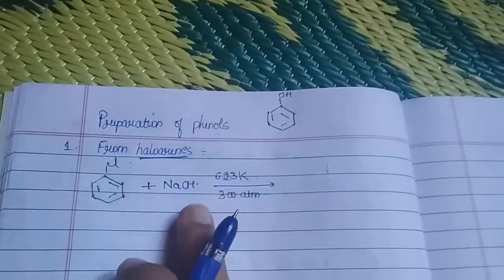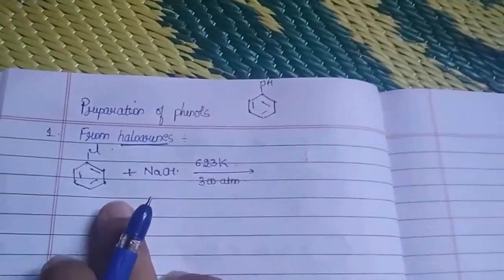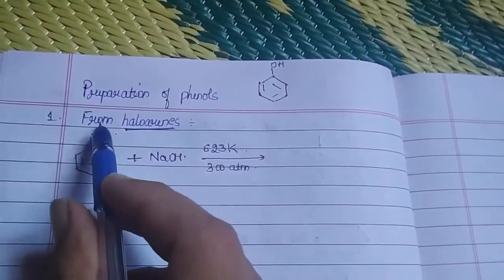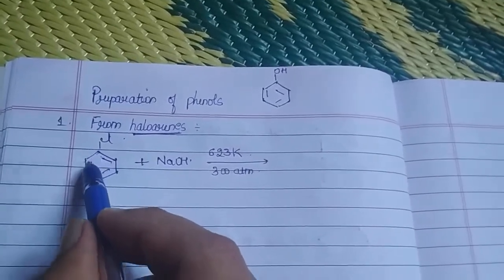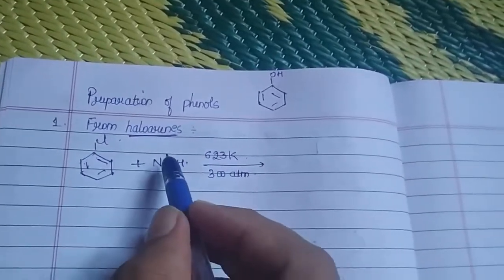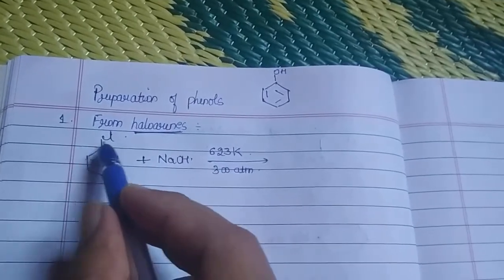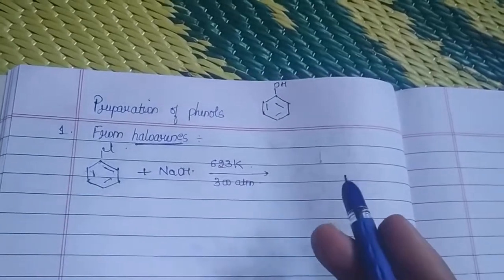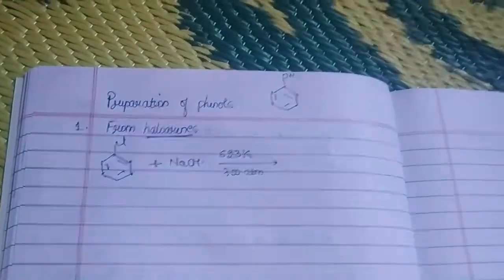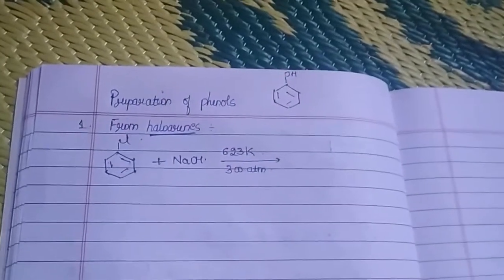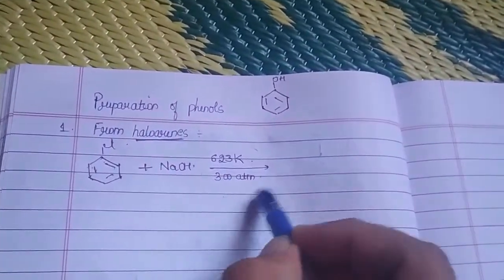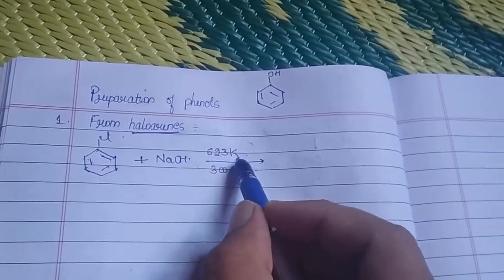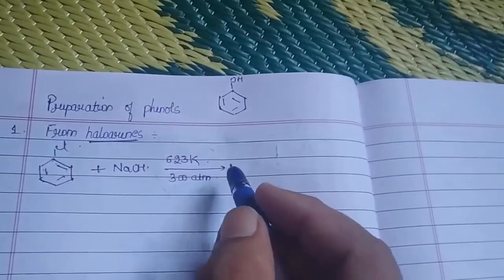Since we are going to do a nucleophilic substitution reaction, which is very hard in the case of haloarenes. Why is it so? Because they are resonance stabilized. The carbon atom bonded to chlorine is sp2 hybridized, and the attacking species is also a nucleophile, and the electron density on the benzene ring is very high, so mutual repulsion takes place. In order to overcome all these effects, we maintain specific conditions: a temperature of nearly 623 Kelvin and 300 atmospheres.